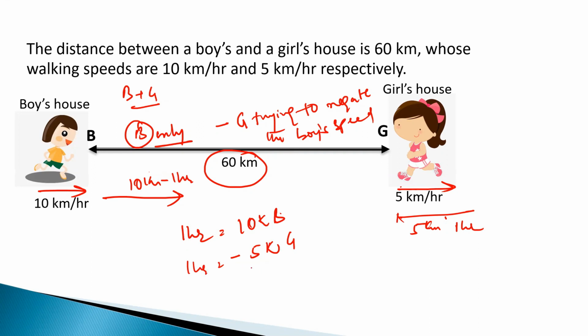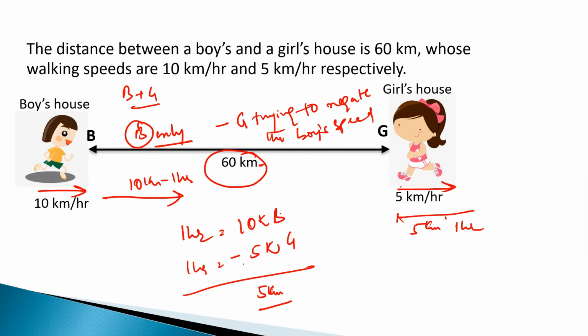From the point G. So she is trying to negate, or you can say add additional distance to this. Or you can say the boy is trying to cover 10 kilometers, the girl is running 5 kilometers ahead. So indirectly, you can say that the boy and girl together are trying to cover 5 kilometers of distance.